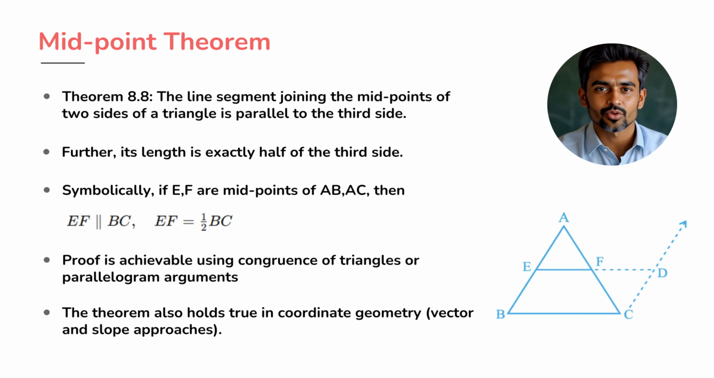Picture the cricket pitch. If BC is the full 22 yards, then EF is like a mini pitch, just 11 yards, but perfectly aligned. Or think of drawing a scaled-down copy of a base line on graph paper, same direction, half the size. That's the beauty of this theorem.